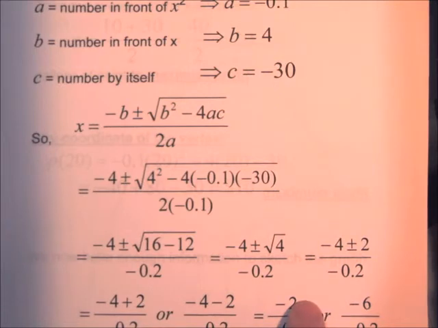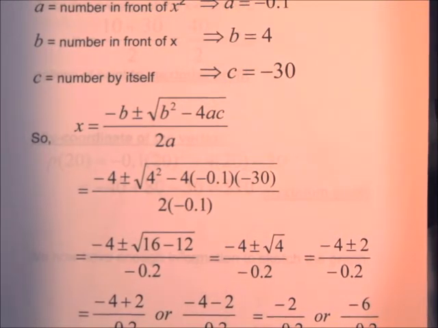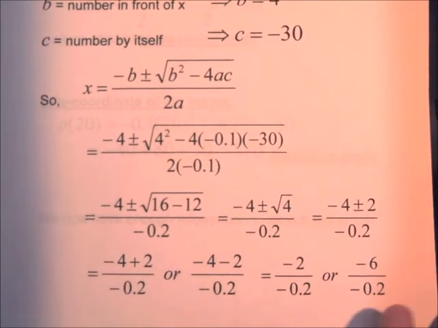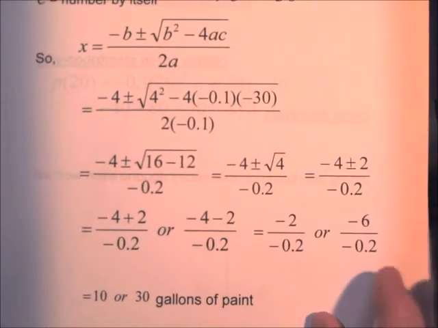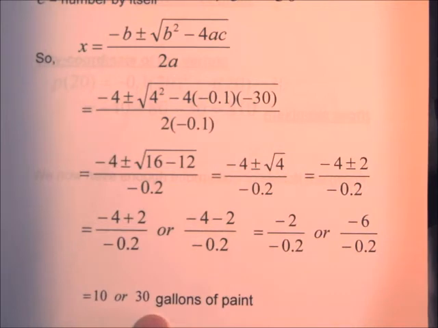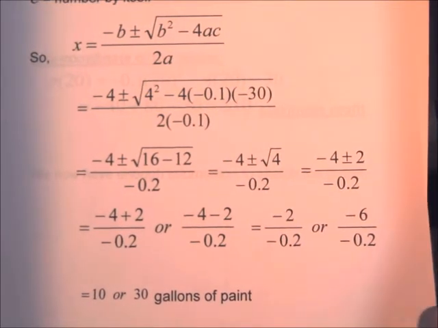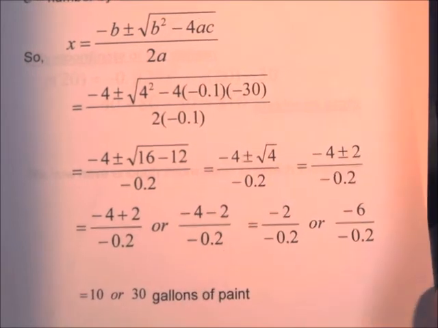-4 plus 2 is -2. -2 divided by -0.2 is +10. -4 minus 2 is -6. -6 divided by -0.2 is +30. Okay, so x is equal to either 10 or 30 gallons of paint, and those are the break-even points. Those are the x-intercepts, but they're also the break-even points.